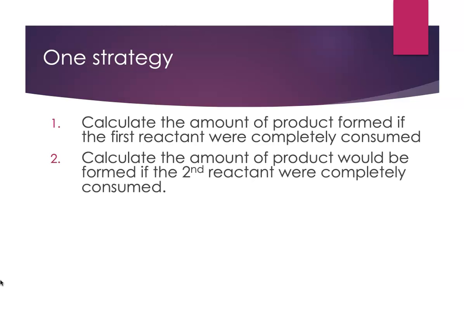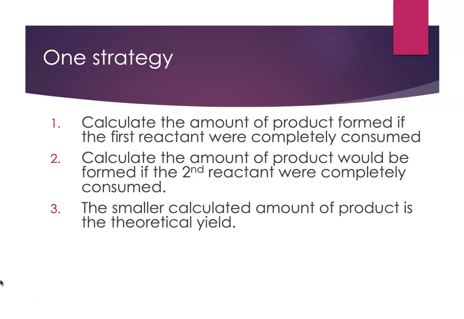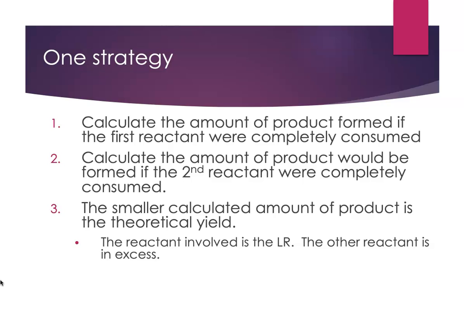And then I'm going to calculate the amount of that same product, how much would form, if the second reactant were completely consumed. And if you had a third reactant and you knew its quantity to start with, you do that calculation too. Once you've got these calculations, then you compare them. Whichever calculation gave you the smaller calculated amount of product gives you the theoretical yield for that situation. Whatever reactant was involved in the calculation that gave you the smaller value will be your limiting reactant, and the other reactant is in excess. Any other stoichiometry calculations that you need to do need to be based on the limiting reagent.